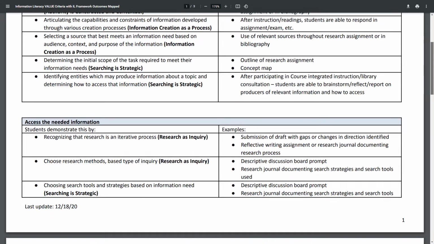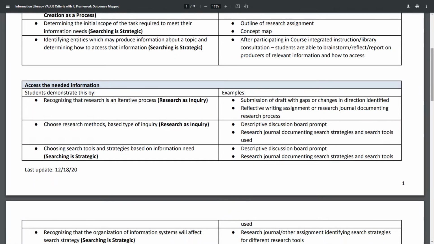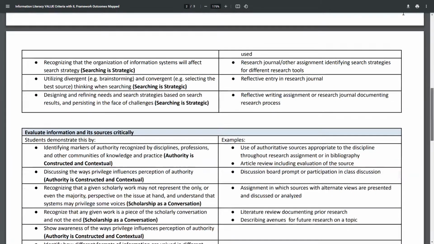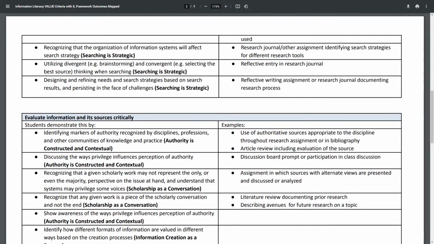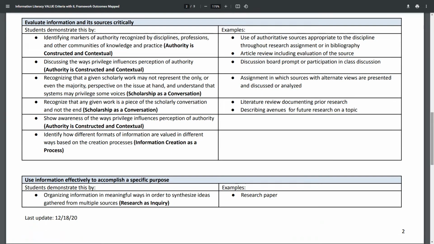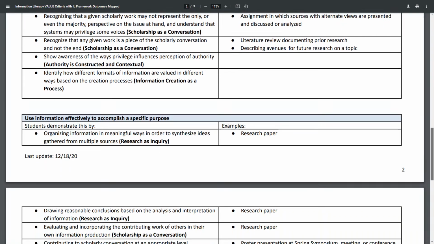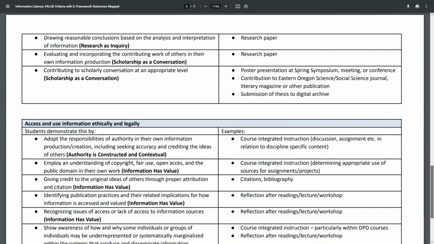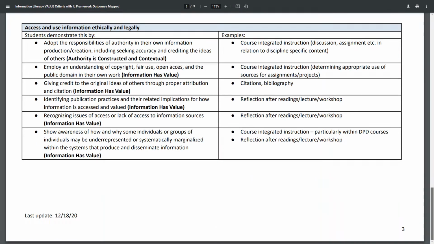So we had defined learning outcomes based on the framework from our professional organization, and that's what we use to structure our teaching. But there was this interest in adopting the value rubrics and looking at how we might assess those outcomes. So this is more of a crosswalk than anything else. We broke it into categories, like determine the extent of information needed, access the needed information, evaluate information and its sources critically, etc.